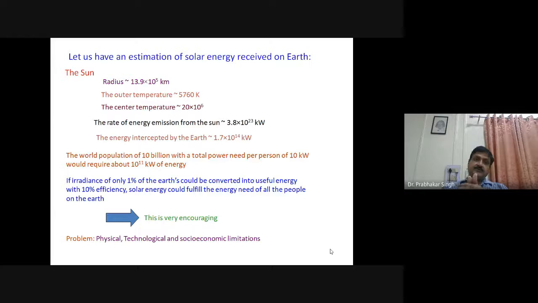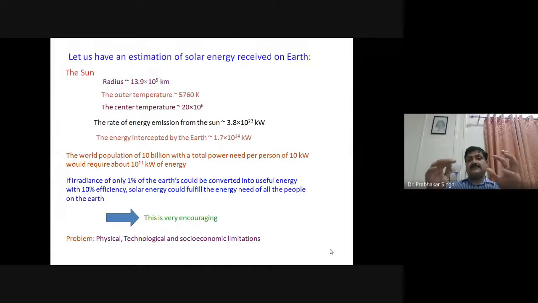I am showing on your screen that the sun has a radius of about 13.9 times 10 to the power 5 kilometers. The outer temperature is about 6,000 Kelvin. The center temperature is about 20 million degrees Celsius, or Kelvin, you can say. The rate of energy being emitted from the sun is about 3.8 times 10 to the power 23 kilowatts. A very tiny fraction of this amount is being collected by the earth, and you can see that it is only 1.7 times 10 to the power 14 kilowatts.